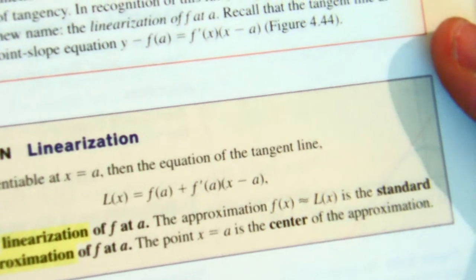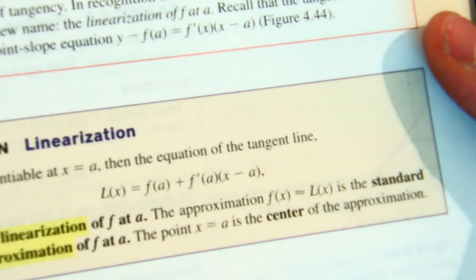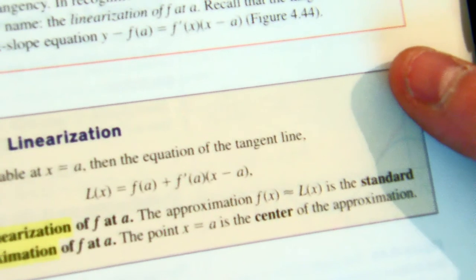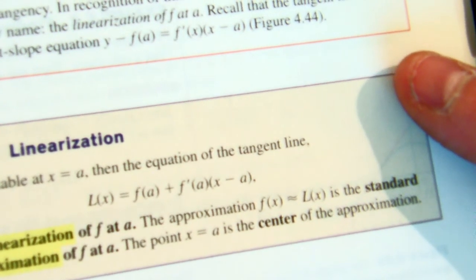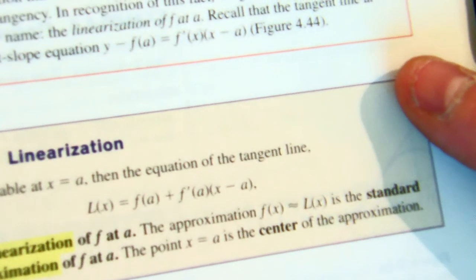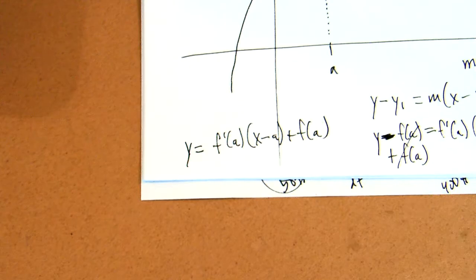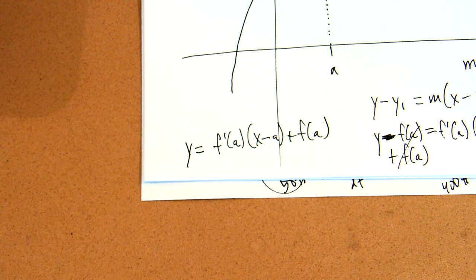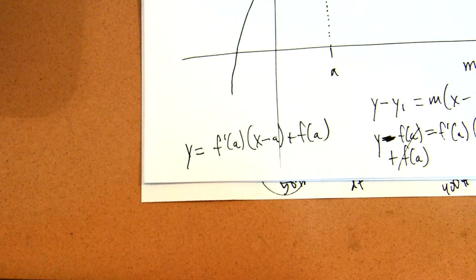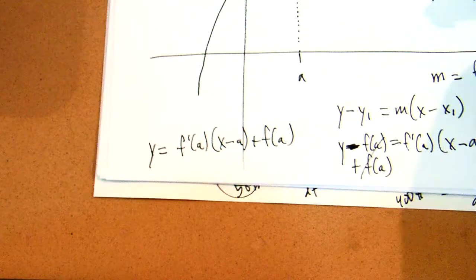Okay? So this is the equation. You could use this formula to find the equation of the line at any point A. Okay? So why do I care? It's because you can use that to approximate certain values now. So we're going to do one example. Okay? There we go.